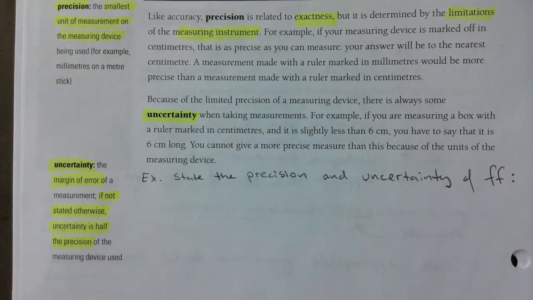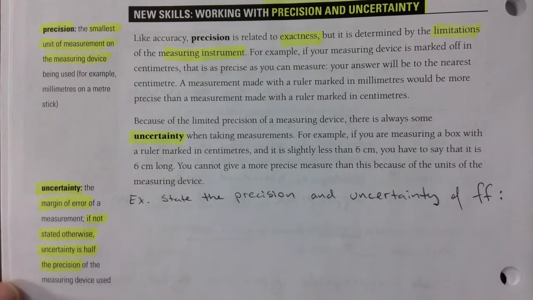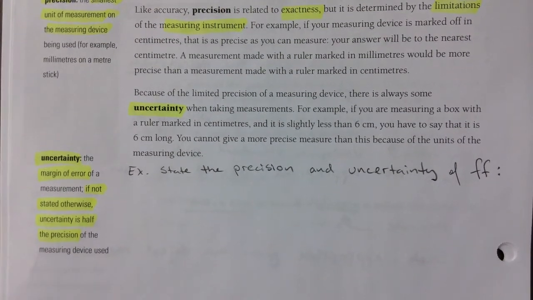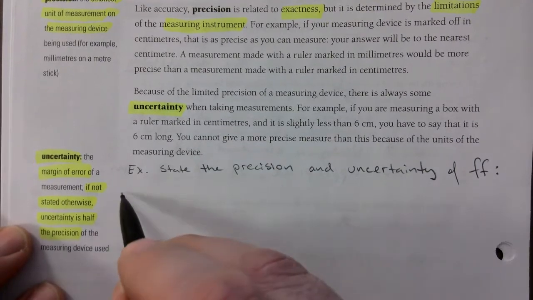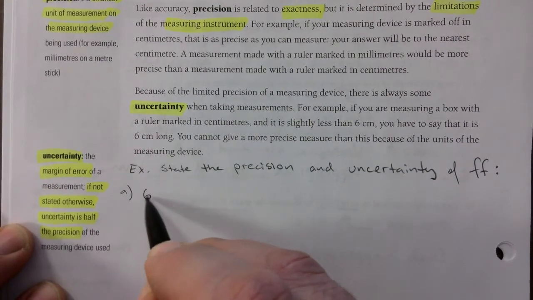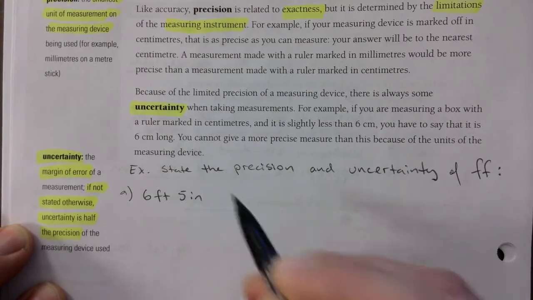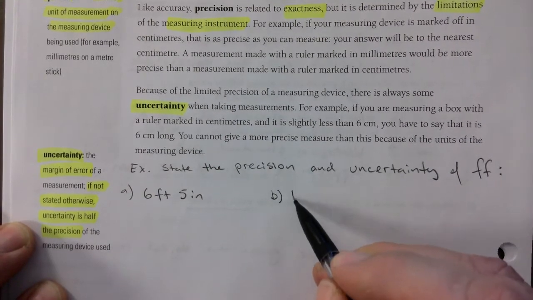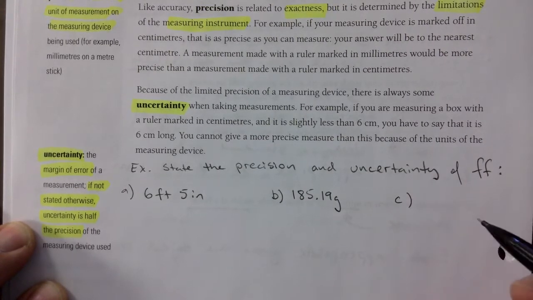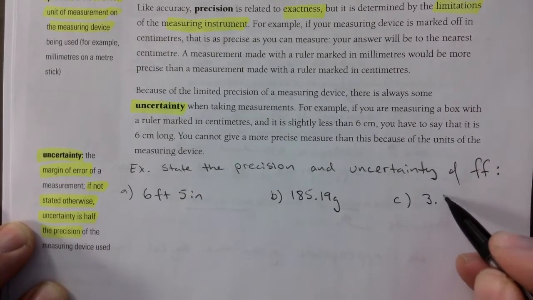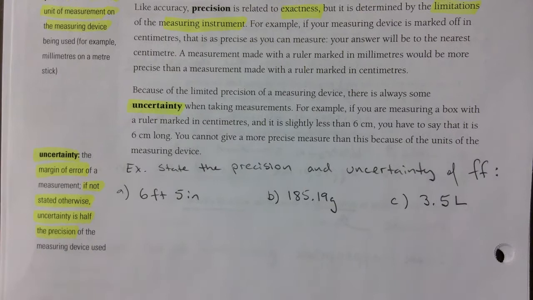Try to learn those little tricks, because in university, if you go to university, your profs are not going to wait for you. So between, I go B/W, following. You try to find little tricks to speed things up. So let's say you have A, 6 feet 5 inches. B, you have 185.19 grams. And C, you have 3.5 liters. So somebody wrote these measurements down, they measured, and they got the following.